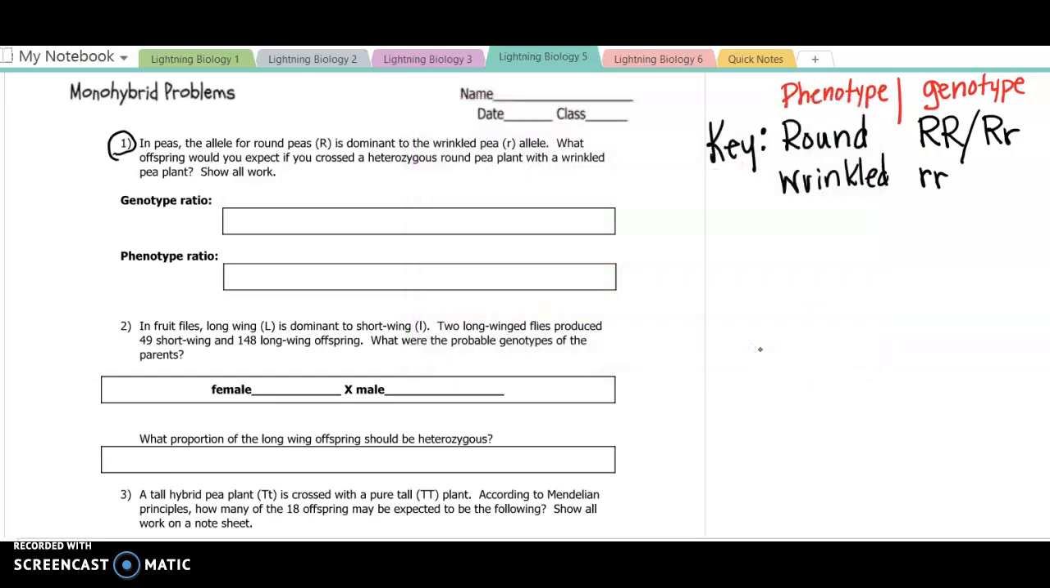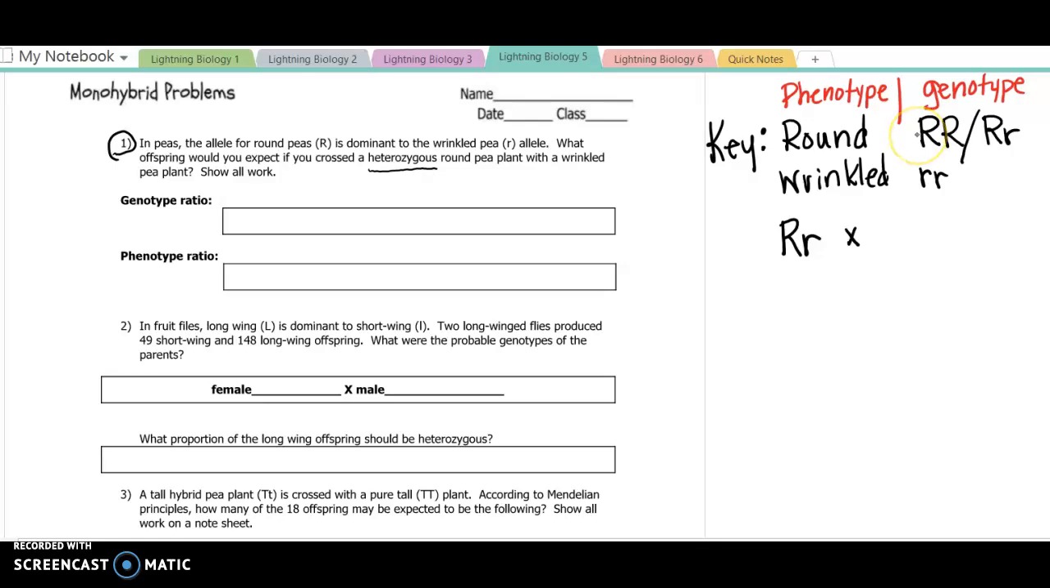The next thing then I'm going to be looking for is, well, what are the parents and what is the cross? And so it goes on to say, what offspring would you expect if you crossed a heterozygous? And so here it's really important that you know the vocabulary. So a heterozygous, hetero is not the same, and so heterozygous would be a parent that has two alleles that are not the same, and so it would be a big R with a little r, because those are two different alleles. And we know that it would be round. And this heterozygous round parent is going to be crossed, we use a little x, crossed with a wrinkled.